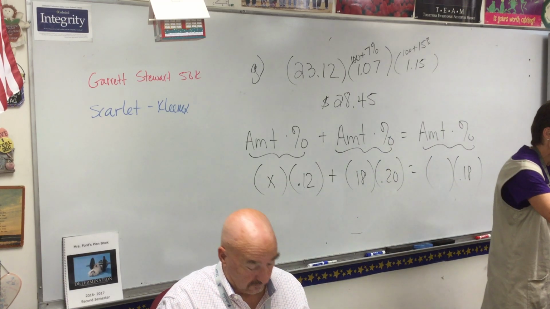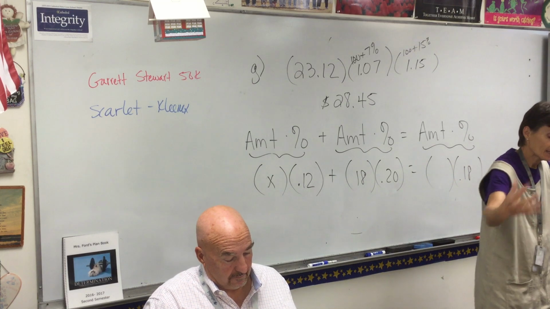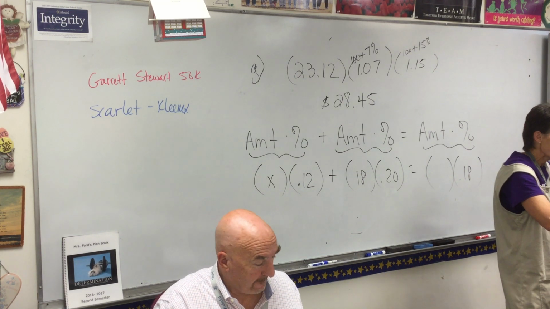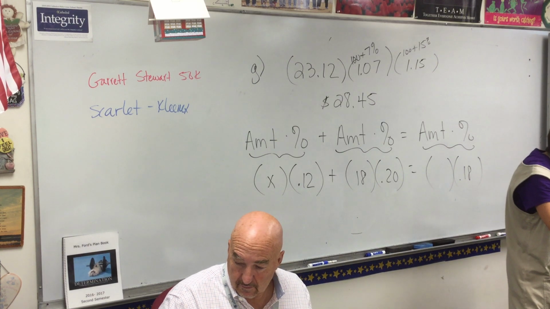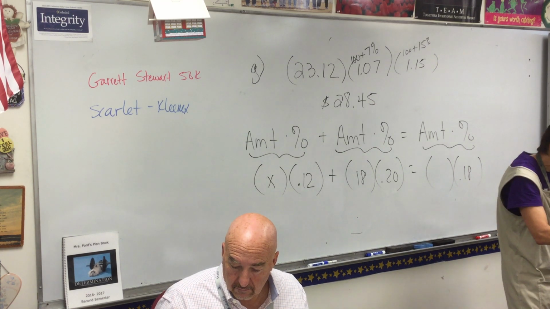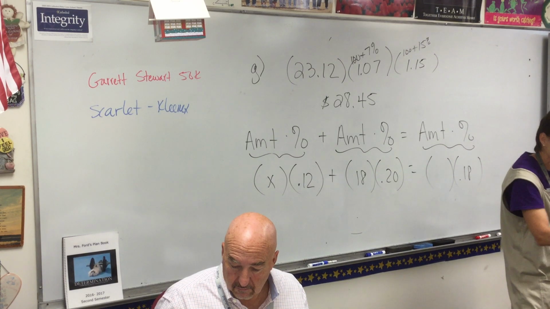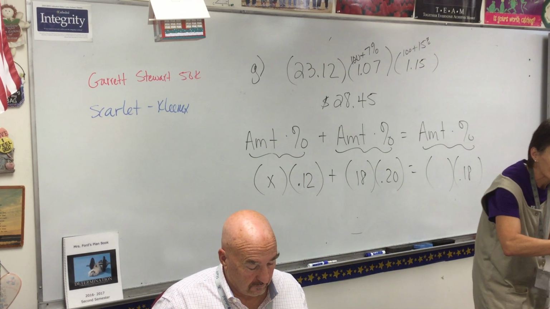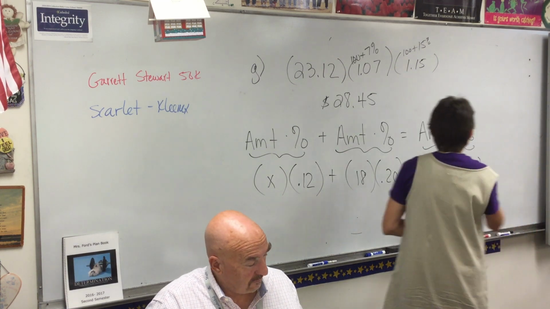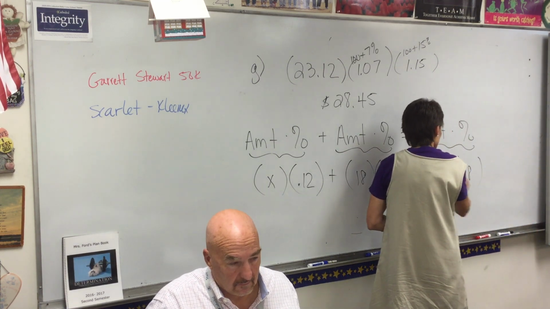I have a big bucket here. I'm dumping in 18 gallons of the pink and X gallons of the red. How much do I have all together? If I dumped 18 and X, how much is all together? Is it 18X? No, 18 plus X. It would be 18 plus X.